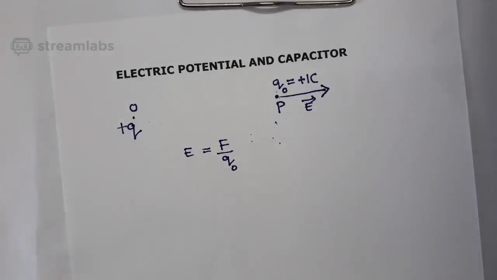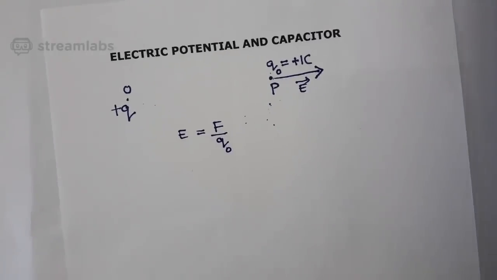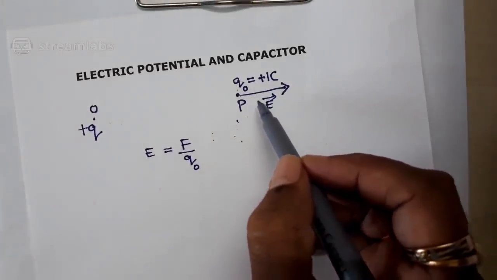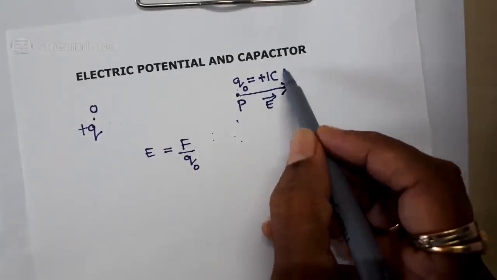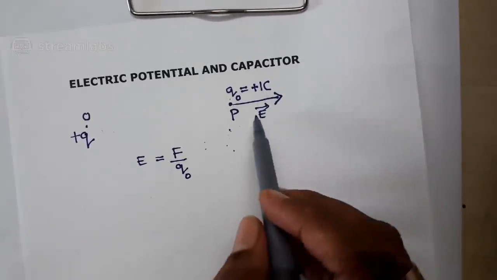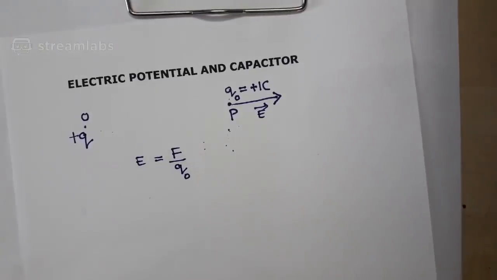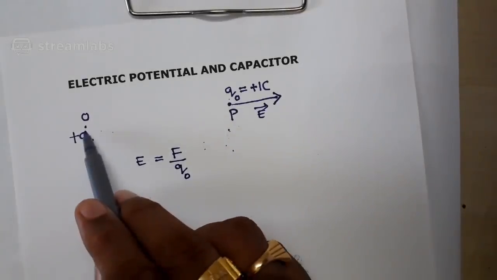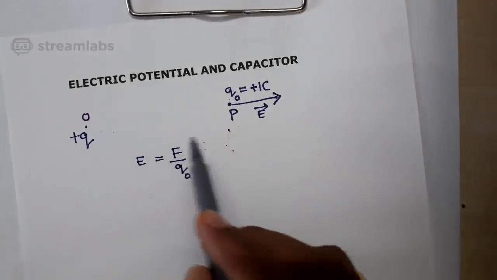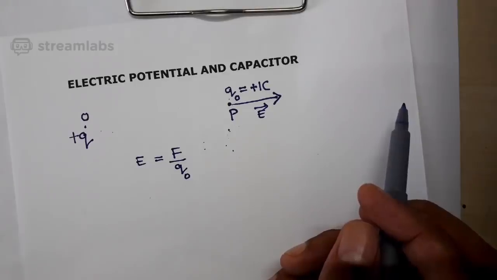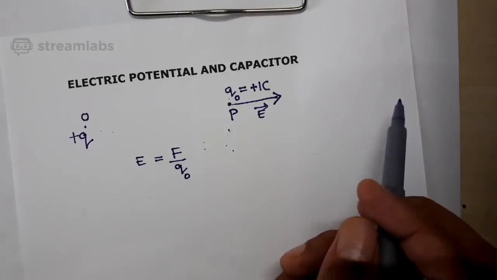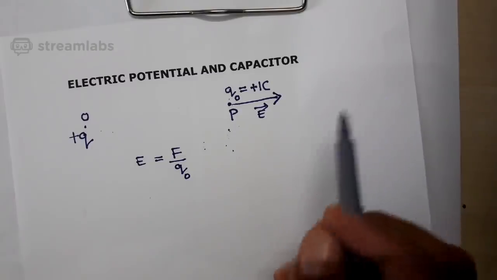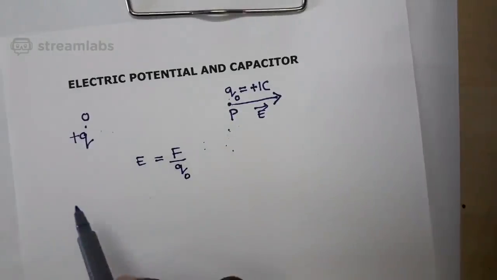Okay, now coming to our point of discussion here. This plus 1 coulomb charge, for the time being, you assume that it is far away from the plus q charge. You have to assume a very large distance away from the plus q charge. Such a large distance away that at the new position, the plus 1 coulomb charge will experience nearly zero electrostatic force by the plus q charge.